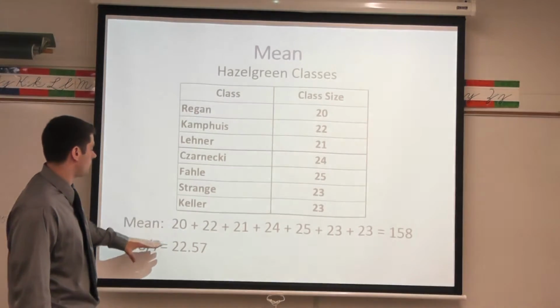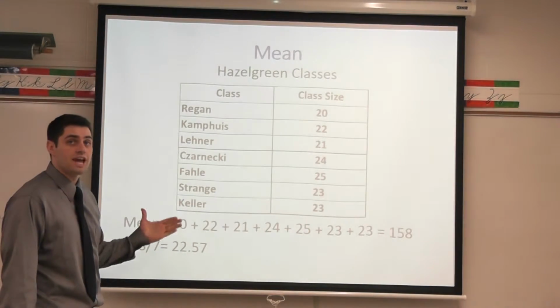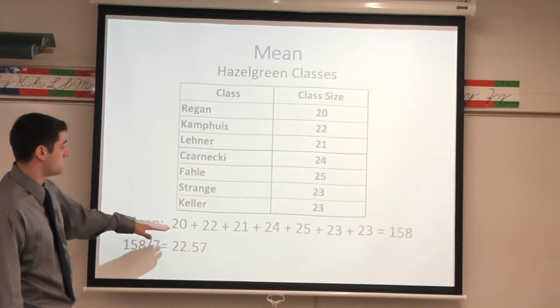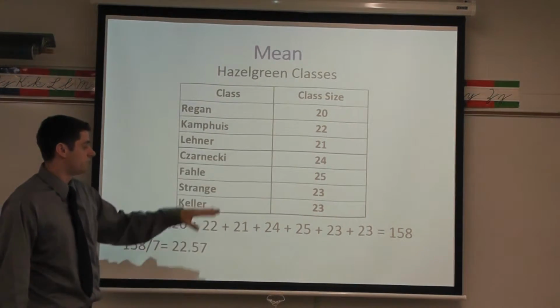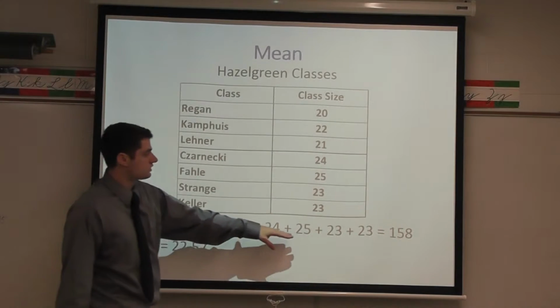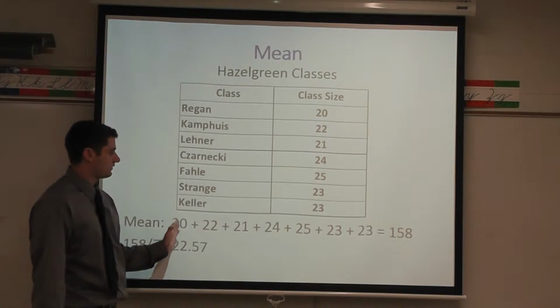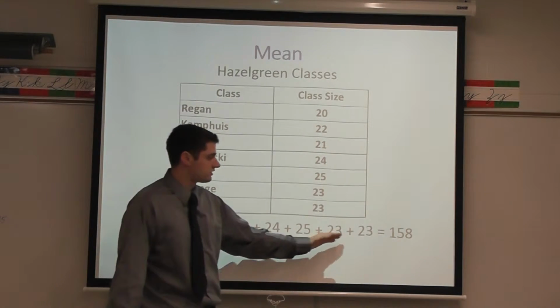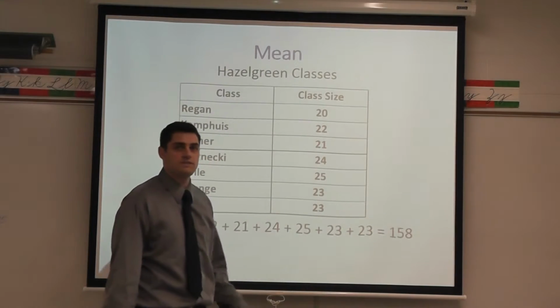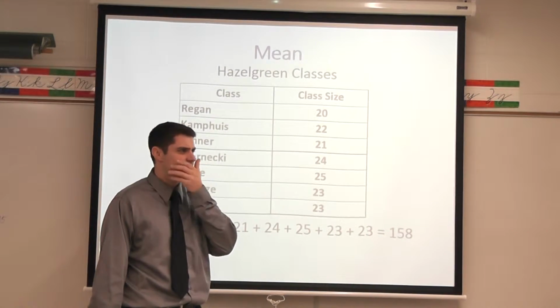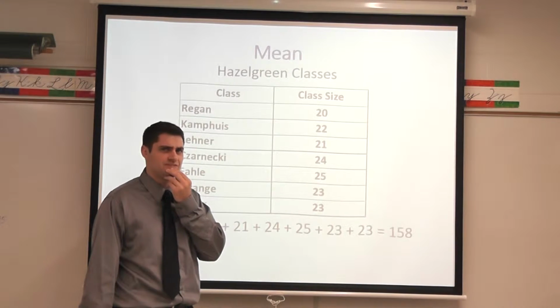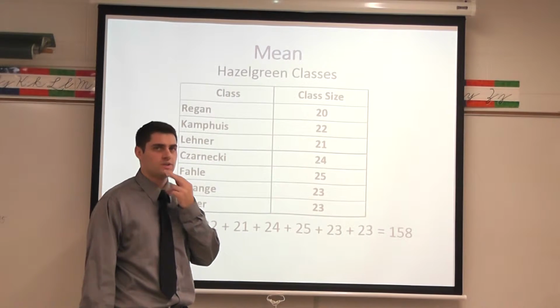The first thing when finding the mean is you can add up all the values of the classes. So I started with the 20 students in Mrs. Regan's class, added 22, added 21, and so forth. After I add up all these numbers of students, the total is 158 students. Does that mean the average class size has 158 students? Doesn't make much sense.